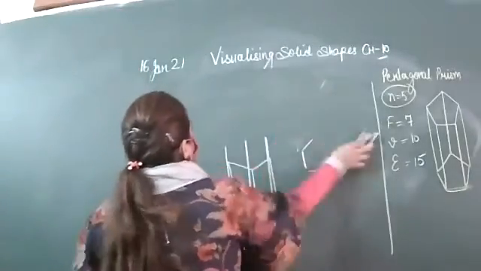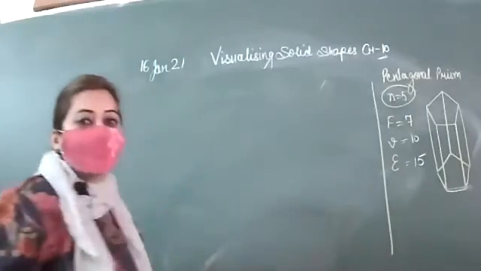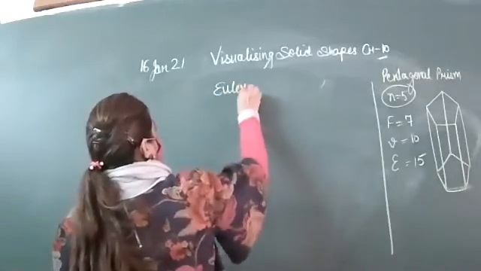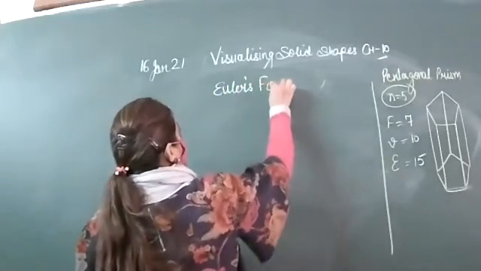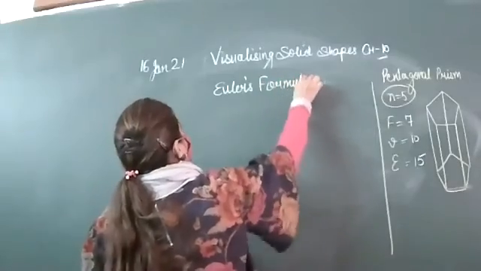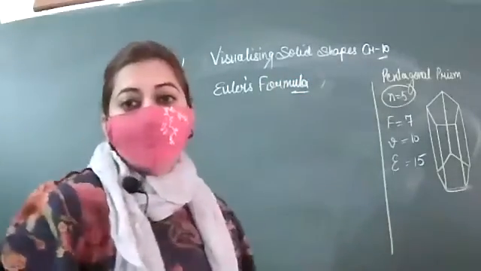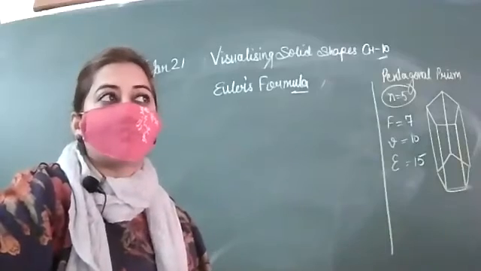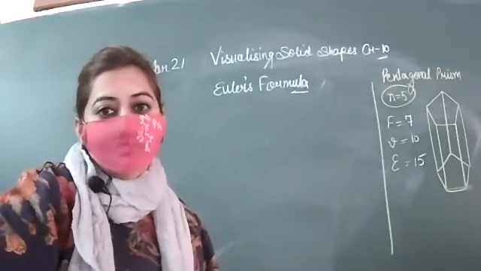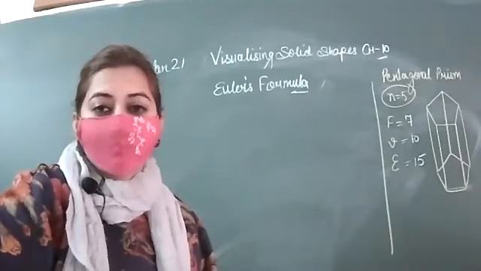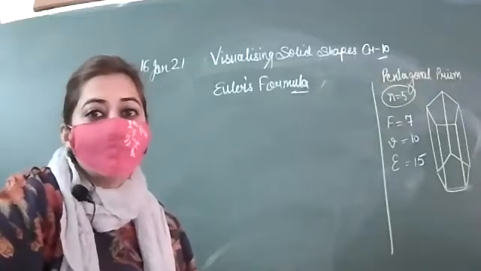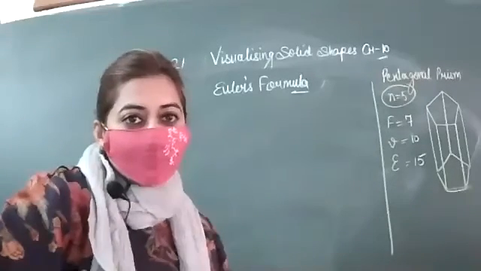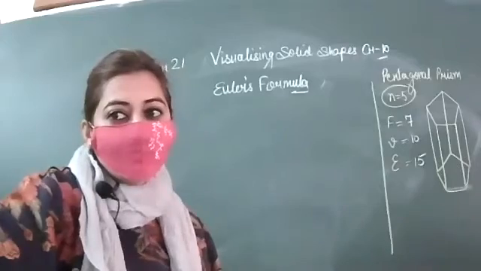Now, next topic is your Euler's formula. Yes, listen, beta. Euler's formula will be applicable only if a polyhedron is given. It's not applicable in the case of cone, cylinder, sphere. Why is it not applicable in the case of sphere, cone, and cylinder?